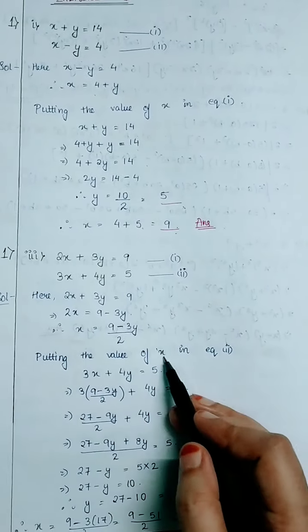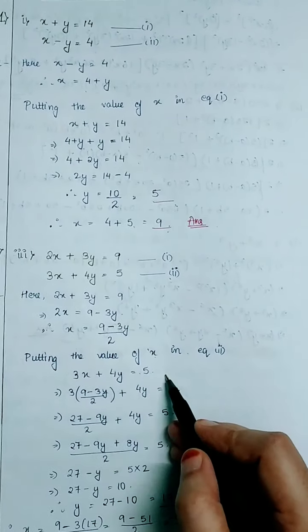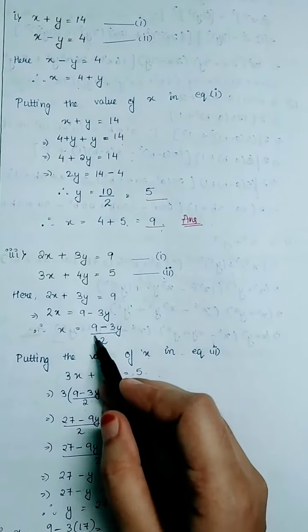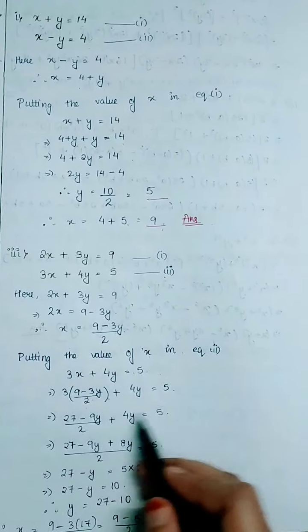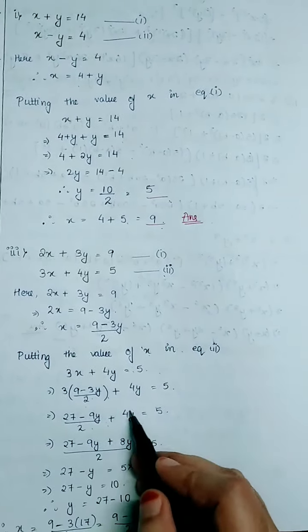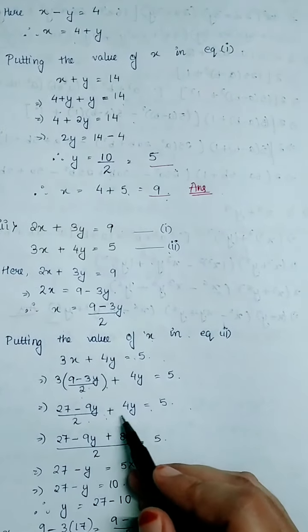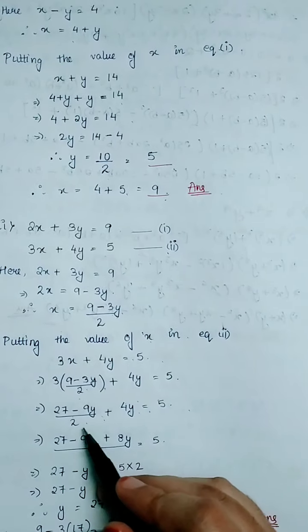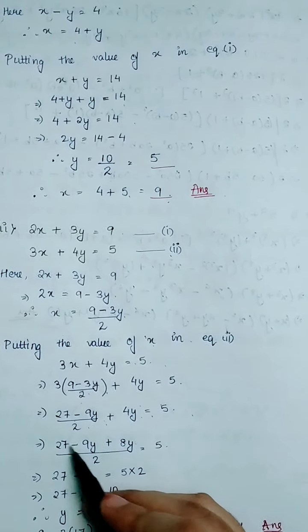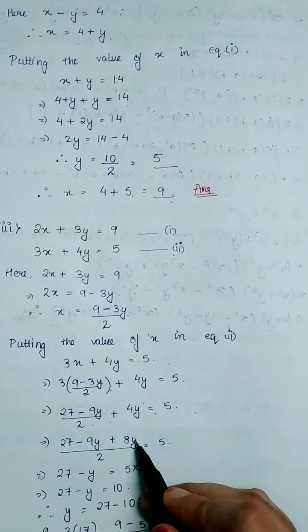Now putting the value of x in equation 2, what do we get? 3x plus 4y is equal to 5. So instead of x, we'll write (9 minus 3y) by 2. After solving this, 9 3s are 27, 3 3s are 9y, by 2, plus 4y is equal to 5. So here there is nothing, it means there is 1, so it will be multiplied. So 4 2s are 8y. 27 minus 9y plus 8y, minus and plus will be minus, so 9 minus 8 will be 1, so that's why minus y.